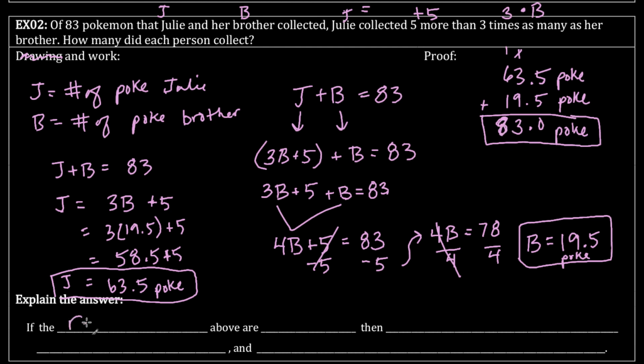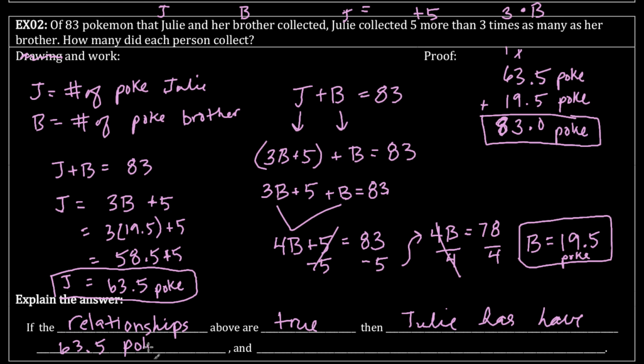Okay. So if the relationships, which are that they have a total of 83 and that Julie has 5 more than 3 times her brother, are true, then Julie has to have 63.5 Pokemon and her brother has to have 19.5 Pokemon. That is it. Thank you.